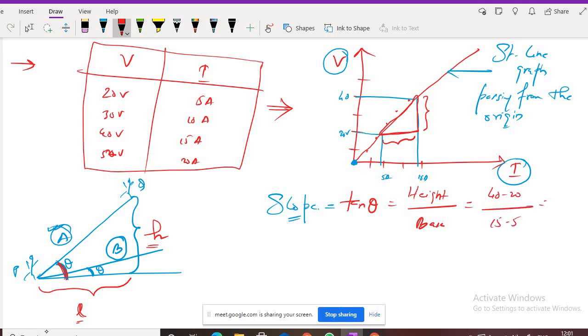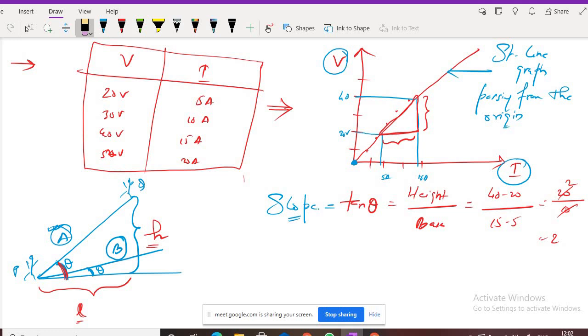40 minus 20 is 20. 15 minus 5 is 10. So 20 by 10, the answer will be 2 ohm. The answer will be what? 2. Let me tell you why ohm has come. Just hold on. The answer is 2. Up to 2 is clear? Tell me, is this clear? Yes, sir.